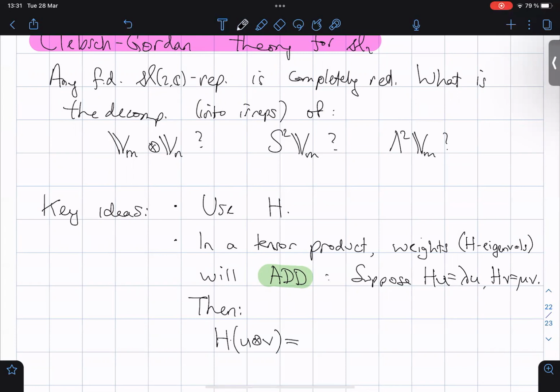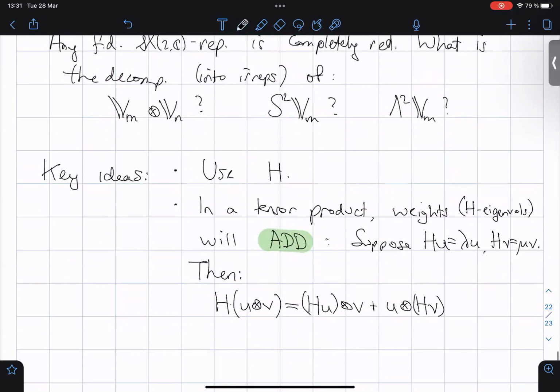Remember what it means for a Lie algebra action on a tensor product. You let the element act on the first factor, keep the second factor the same, plus keep the first factor the same, act on the second factor. As in, you have a Leibniz rule.